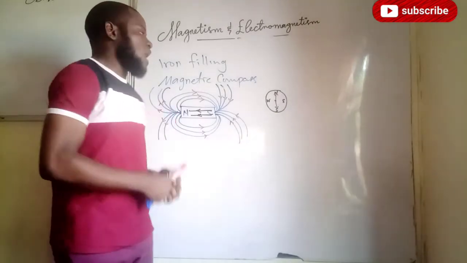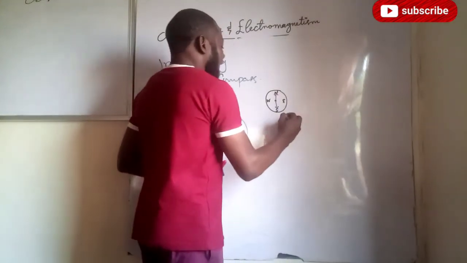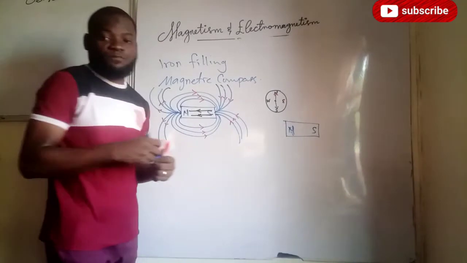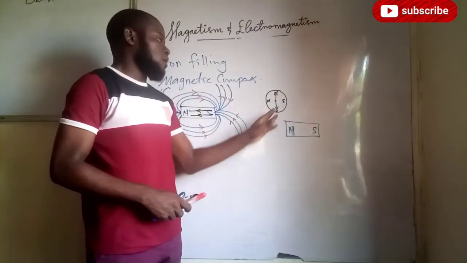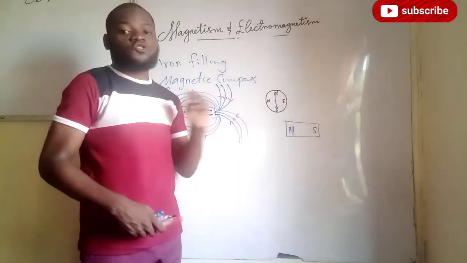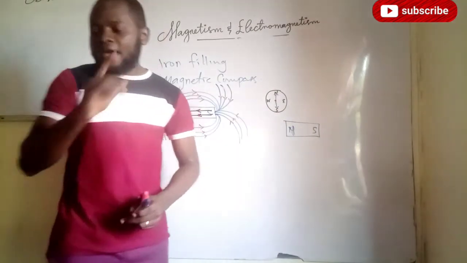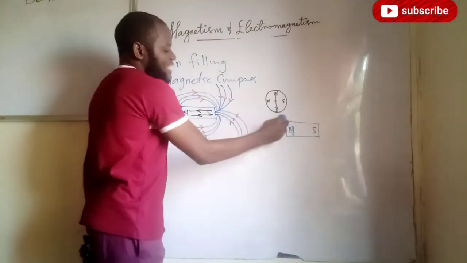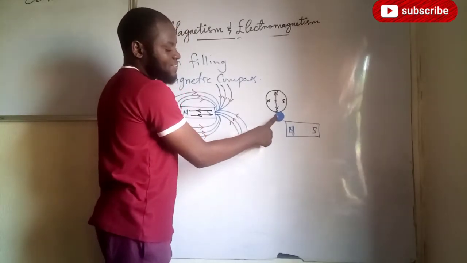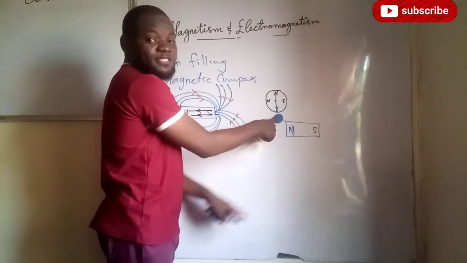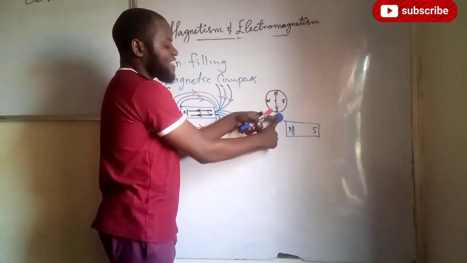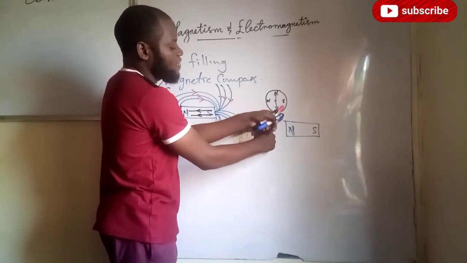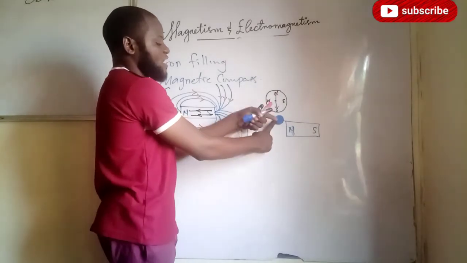Now, let's take for instance that I have a bar magnet here, and this is my north pole and this is my south pole, and I want to use this particular magnetic compass to draw my field pattern. Permit me to use this cover as my magnetic compass. By the time you place this magnetic compass at this end, because this is a north pole, you will find the south pole of the compass facing this direction while the north pole will be facing this way, because of the attraction between the two.